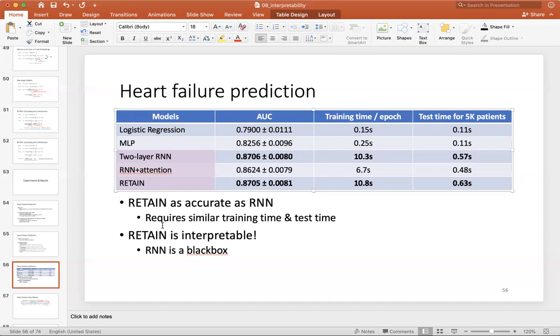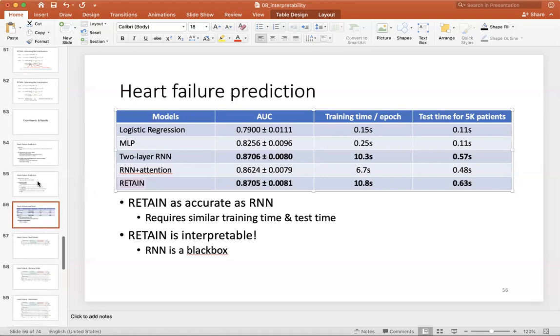To be honest, RETAIN does take some hit in performance when it is applied to some other prediction tasks. Heart failure prediction is a binary task, so it's a rather straightforward task. In that case, RETAIN shows pretty similar performance to the vanilla RNNs. But when you're doing something a little more complex, it does take some hit in the AUC, but not drastically. So it's always a good compromise to make.